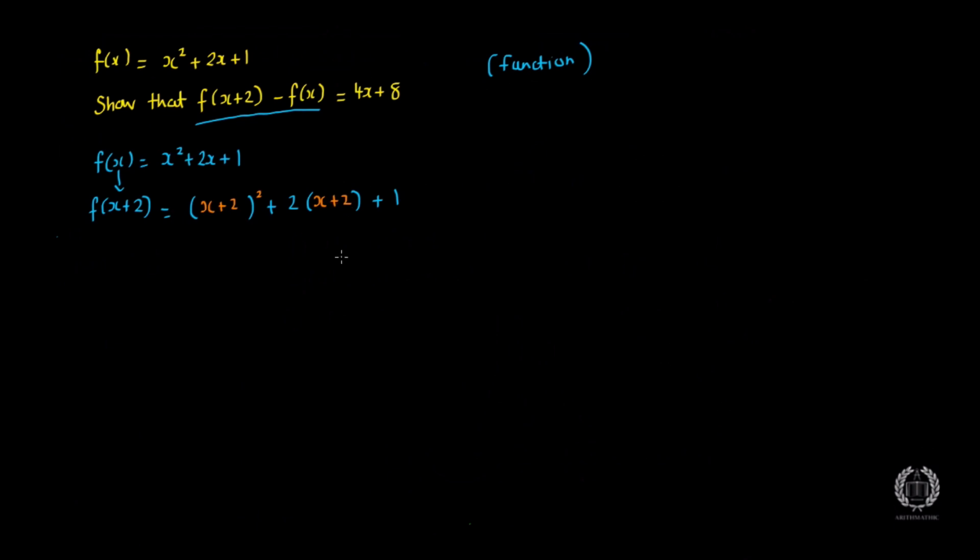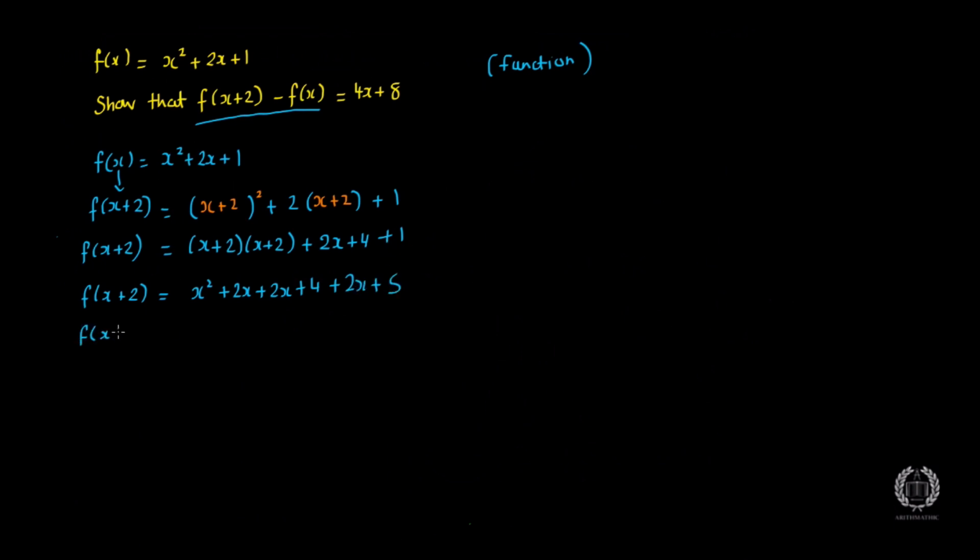Now what I'm going to do is expand. We need to expand this bracket. So x plus 2 squared basically means we have x plus 2 times x plus 2. If I write f of x plus 2 again here, yes, I know it is repetitive. Now if we expand this, x times x is x squared, x times 2 is 2x, and then 2 times x is 2x, and then 2 times 2 is 4, and then plus 2x, and then plus 1. If we simplify that, 4 plus 1, it's 5.